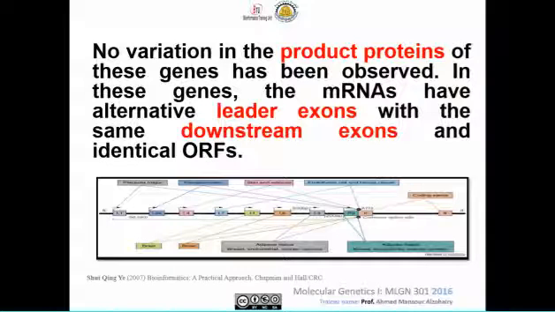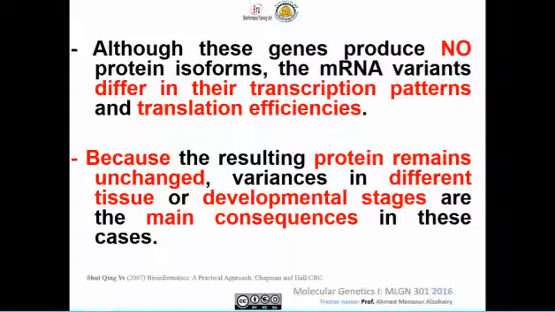And for these genes, the mRNAs have an alternative leader exon with the same downstream exons and an identical open reading frame, as we can see. Although these genes produce no protein isoforms, the mRNA variants differ in their transcription pattern and translation efficiency. We also have to keep in mind that because the resulting protein remains unchanged, variation in different tissues or developmental stages is the main consequence in these cases. So, as we said before, the main consequence is variation in expression in different tissues and different developmental stages.